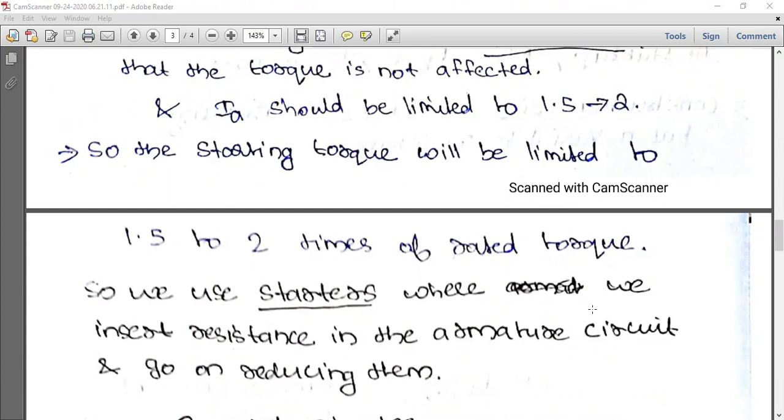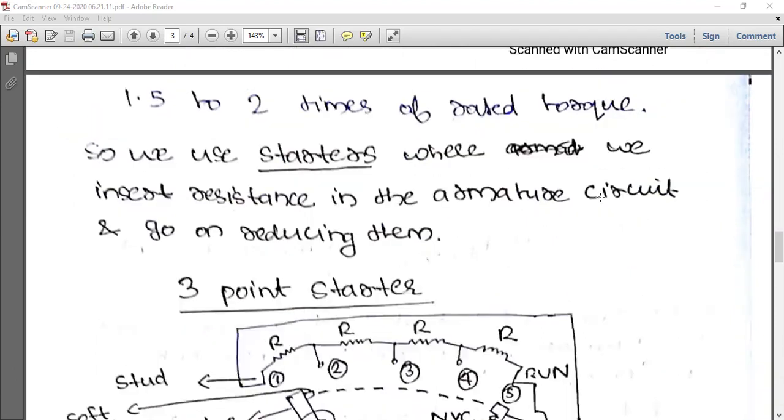So we use starters where we insert resistance in the armature circuit and go on reducing it, so in order to control the armature current from going dangerously high, we introduce starters. So two types of starters are 3-point starter and 4-point starter. What we do is we insert resistances in the armature circuit and we will gradually go on decreasing them. So at the time of starting, we should have a high resistance, and when the motor is fully run at full load, then the resistance should be decreased. That's what we do.